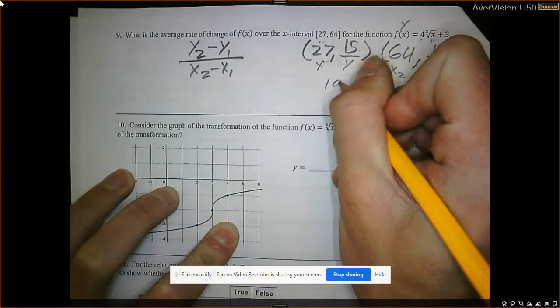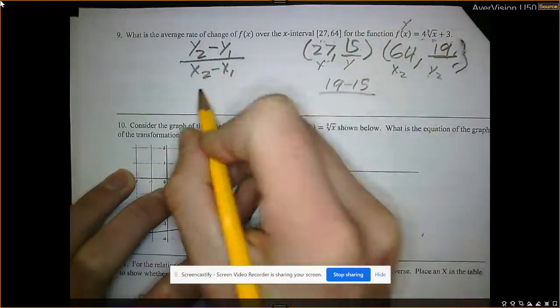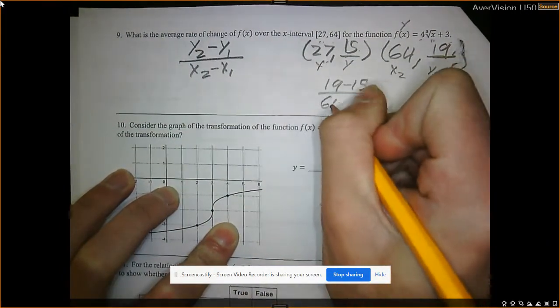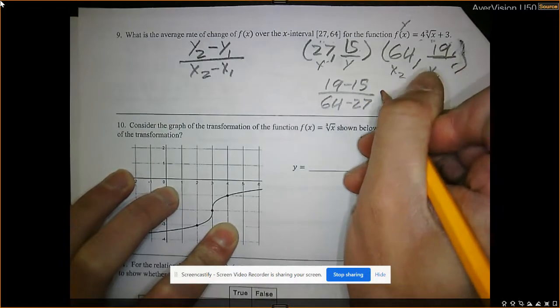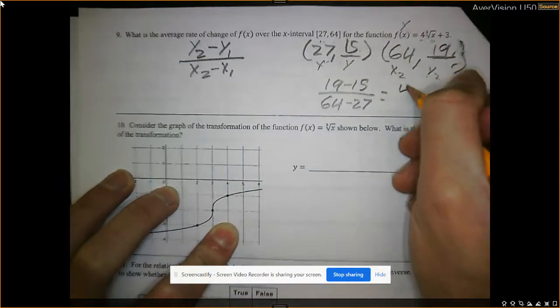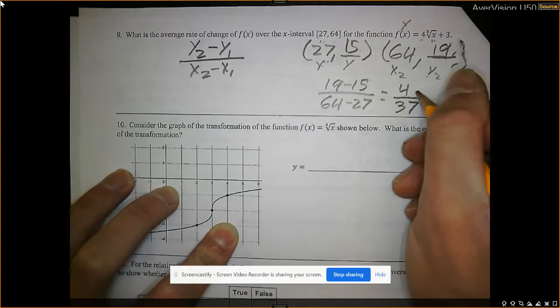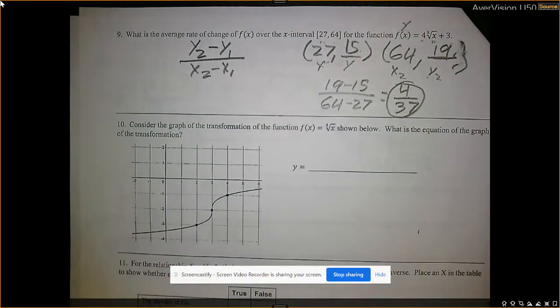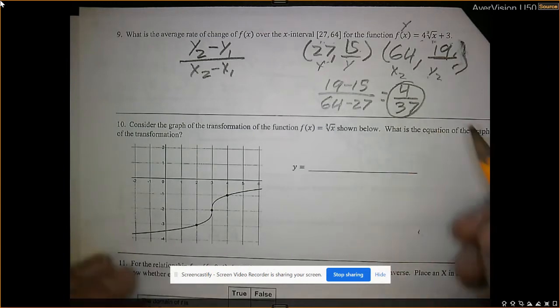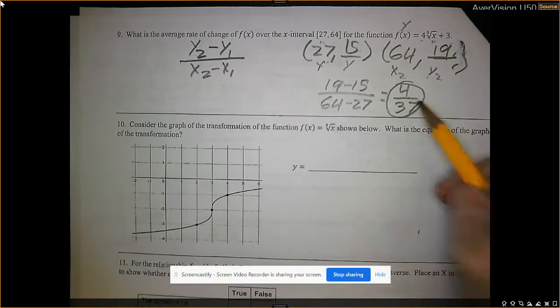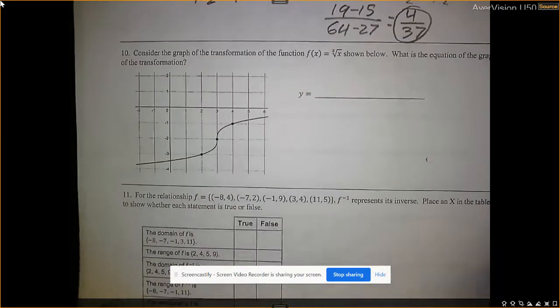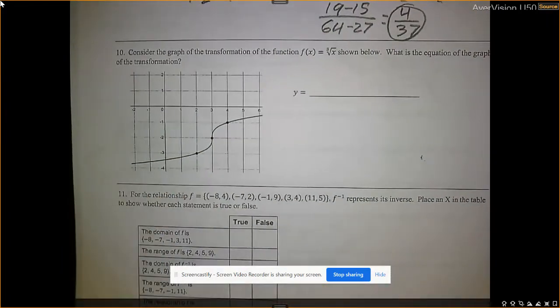y2 minus y1, 19 minus 15, over x2 minus x1, 64 minus 27. 19 minus 15 is 4. 64 minus 27 is 37. Can't reduce that at all, so you leave it at 4 over 37. That's your average rate of change. Let's keep moving.